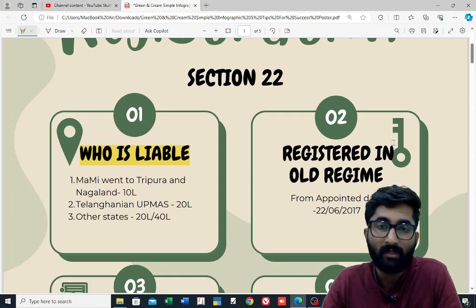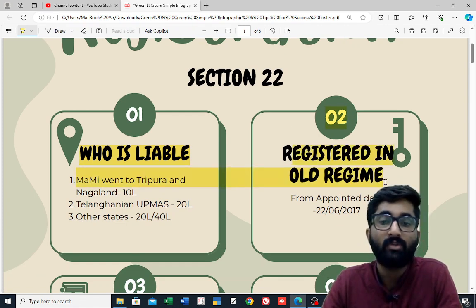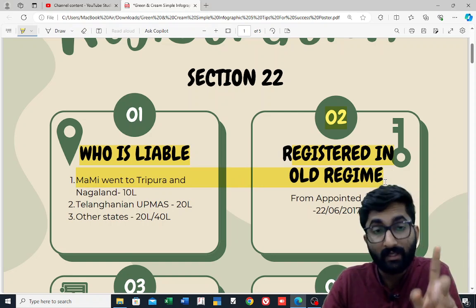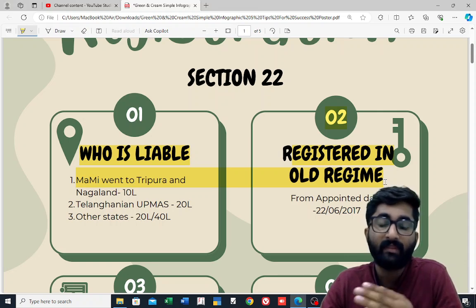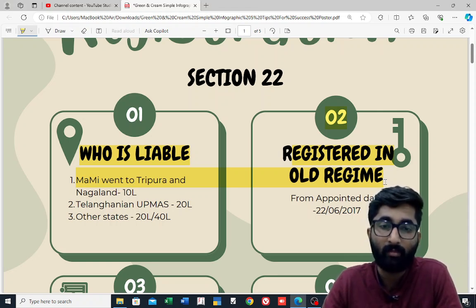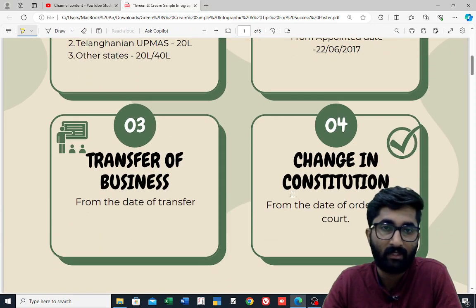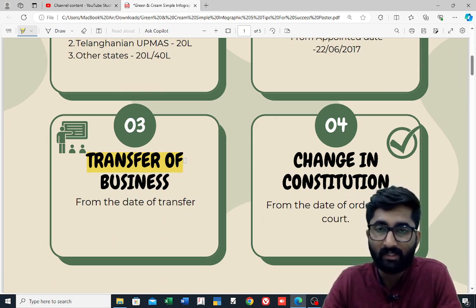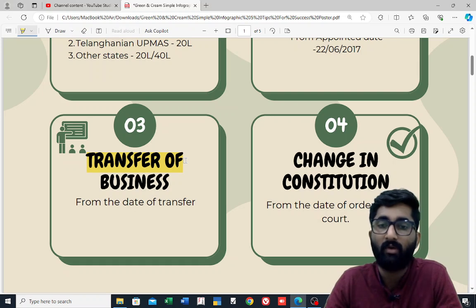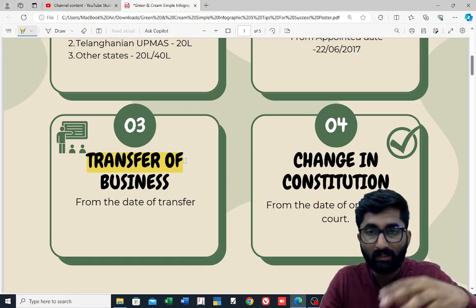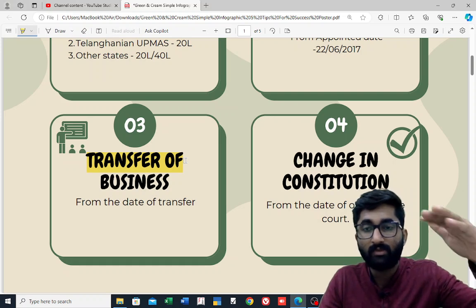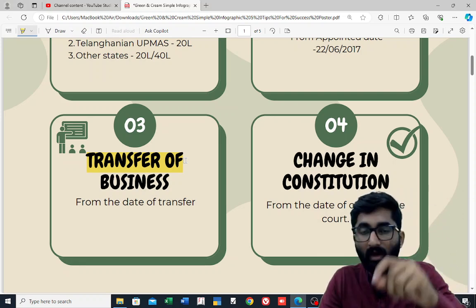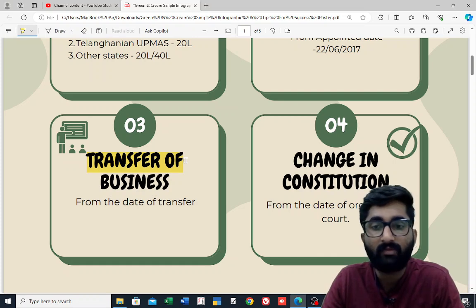Later we discussed section 22 subsection 2. If you are already registered under the old regime, then you are liable to get registration from the appointed date, which is 22/6/2017. Next, if you are transferring your business to someone, then from the date of the transfer the transferee is required to get registered. Or if you are getting the goods or services from another person who is going to cease his business, then you are required to take registration from the date of transfer.